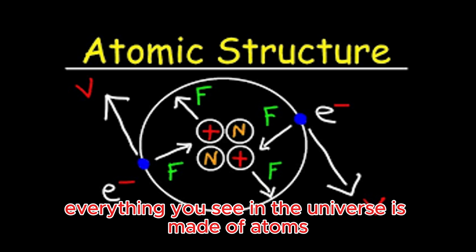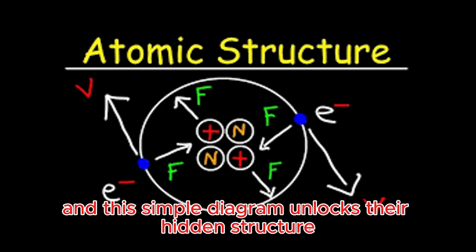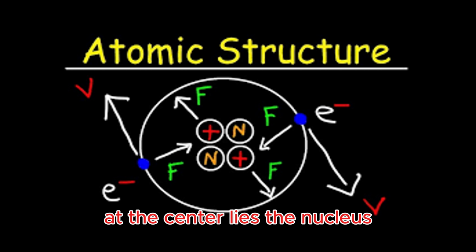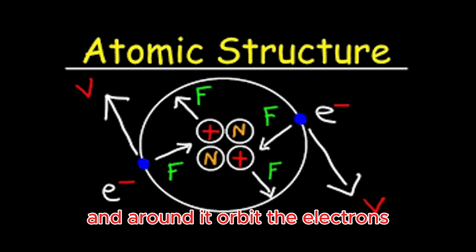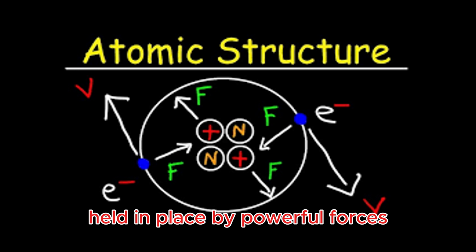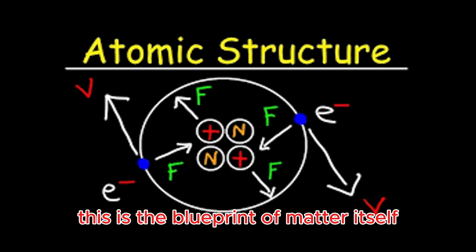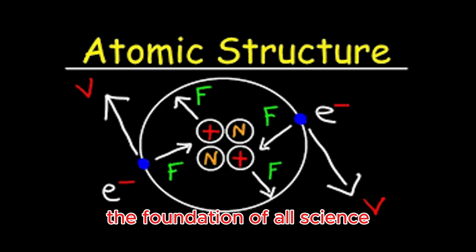Everything you see in the universe is made of atoms, and this simple diagram unlocks their hidden structure. At the center lies the nucleus with protons and neutrons, and around it orbit the electrons, held in place by powerful forces. This is the blueprint of matter itself, the foundation of all science.